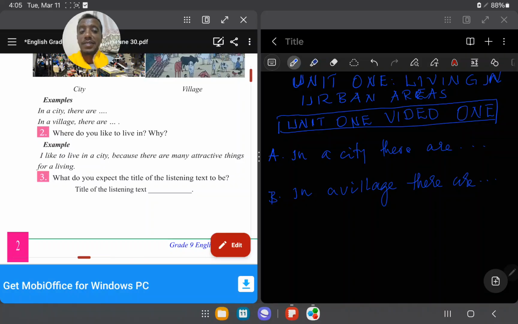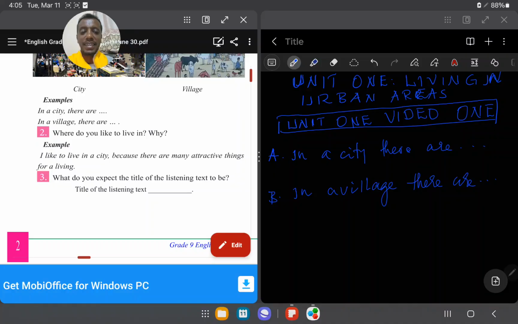Now, are you ready to answer this question, students, after listening to the text? In a city, there are... what do you infer from the text? Based on the listening text, in the city there are lots of places, for example amusement places, the zoo, you can visit the zoo, and restaurants, exhibitions, etc.